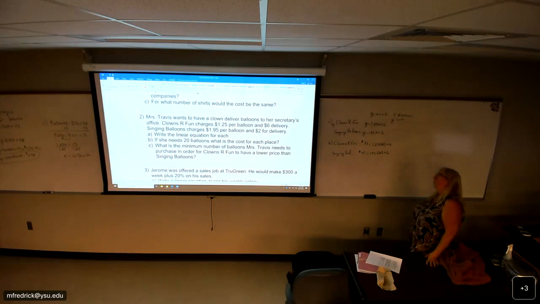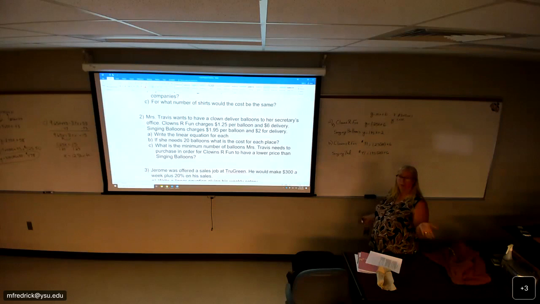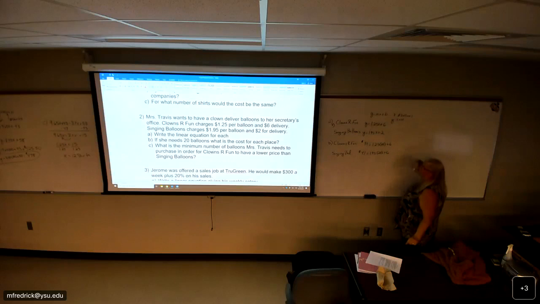What is the minimum number of balloons Mrs. Travis needs to purchase in order for Clowns R Us to have a lower price than Singing Balloons? So rather than being the same price, they want them lower. So instead of an equal sign, what could we use? Less than. We wanted which one? Clowns R Us to be lower.